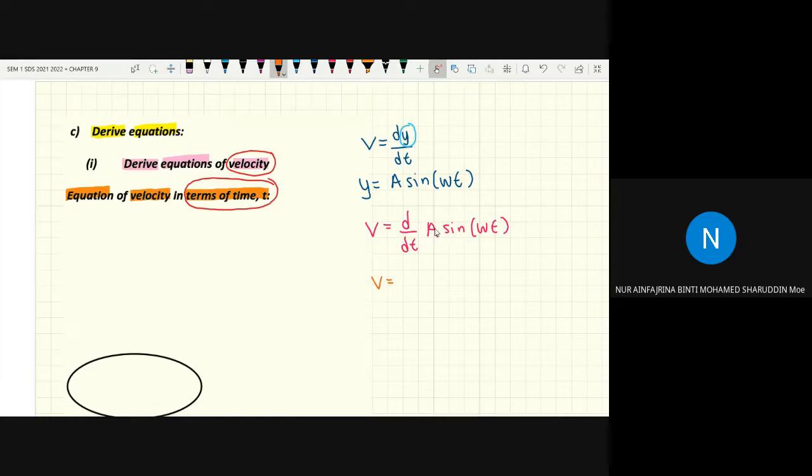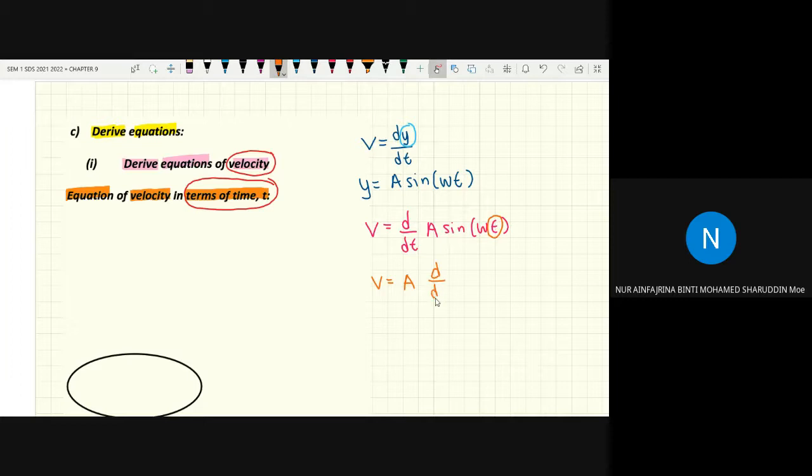Amplitude is not related. Why doesn't Miss need to differentiate A? Anyone? Not related with t. Very good. Not related with t because it's not with respect to time. It doesn't have time at all. So when we have it, write it in front. But sin omega t, see, it has t? So when it has t, only then Miss will differentiate.